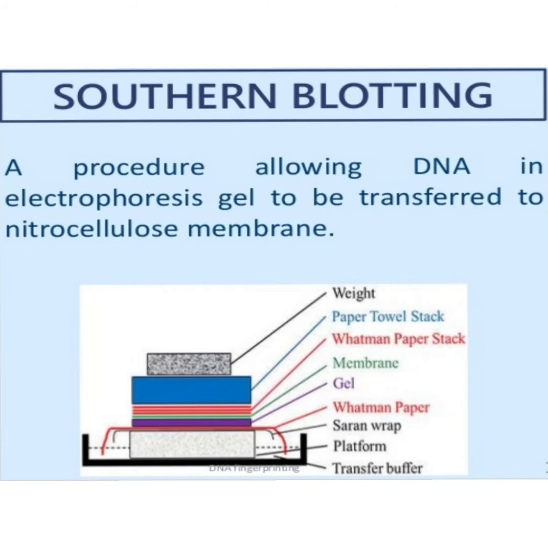Here you can see the transfer buffer is taken, a platform is placed, a saran wrap is placed on the platform, and a Whatman paper is placed, above which the gel containing the DNA is placed, and a membrane is placed on the gel. A Whatman paper stack is again placed, on which the paper towel stack is placed, on which the weight is applied. This helps in the transfer of the DNA from the electrophoresis gel to the nitrocellulose membrane.